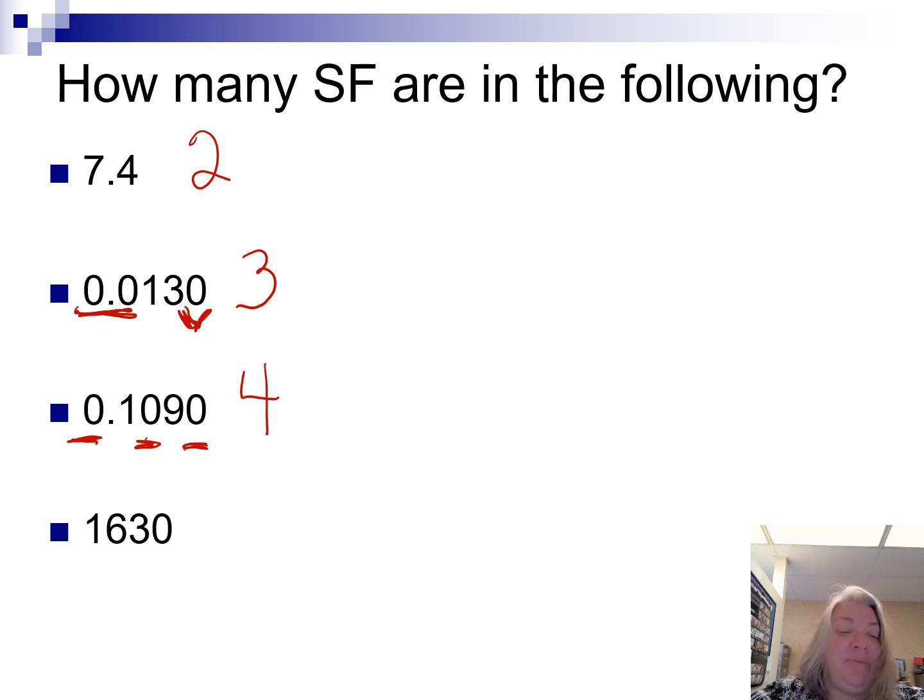And finally, 1,630. Now, this one has a trailing zero. So we look at our rule. The general rule of thumb is that the number has to have a decimal. Now, it might be significant, but we're not told. And because we're not told explicitly that it is, we are going to assume that it's not, because there is not a decimal in this number. So for this particular example, 3 sig figs.